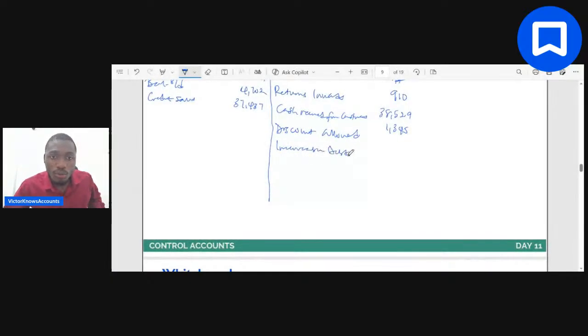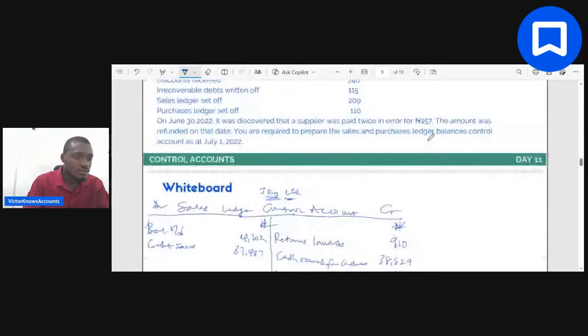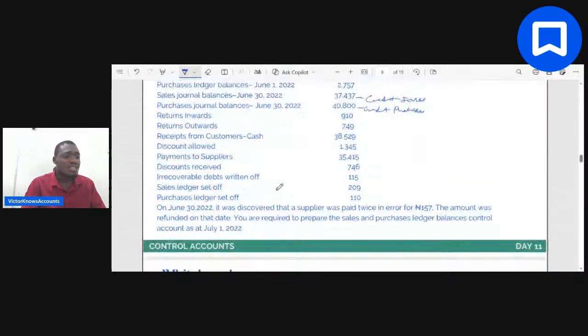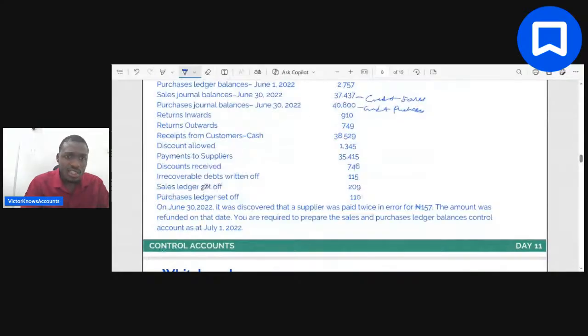Irrecoverable debt or bad debt, 115. Are we together? So that's that. Then we have sales ledger set off. All right. Sales ledger set off or contra. We said contra entry or set off.